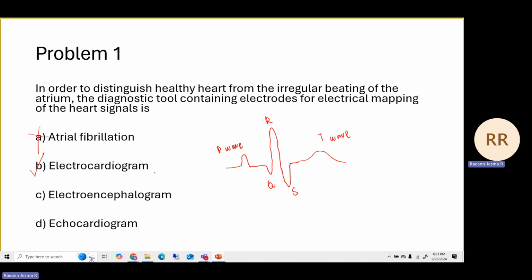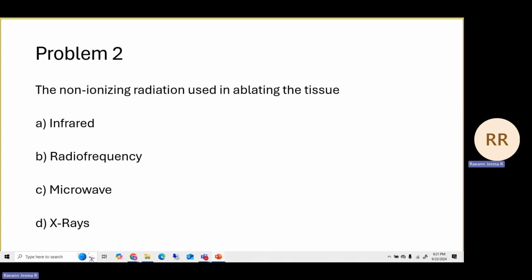So both the electrocardiogram and the echocardiogram are used for studying the heart. However, in the electrocardiogram, we are using electrodes and mapping the electrical signals of the heart. In the echocardiogram, we are using sound waves and seeing pictures of the heart. From the pictures, we can see if the valve is functioning properly or not when the heart is beating, and we can study those things. Okay, is this clear? Now let us move on to the next question.